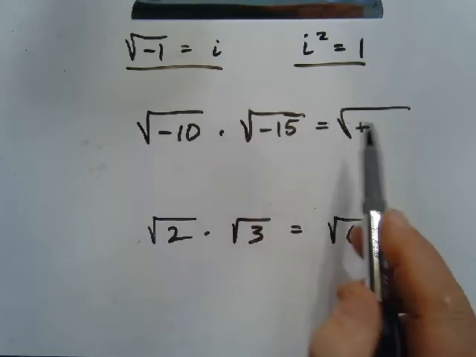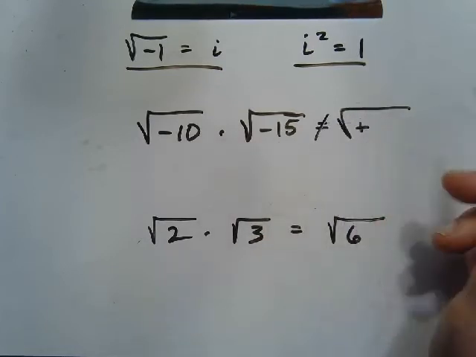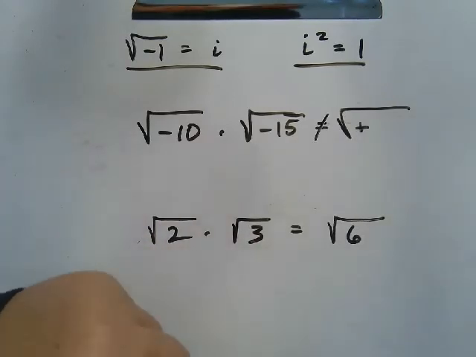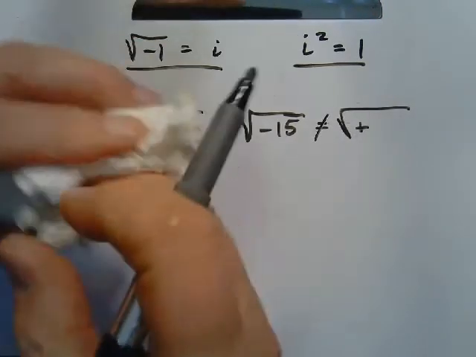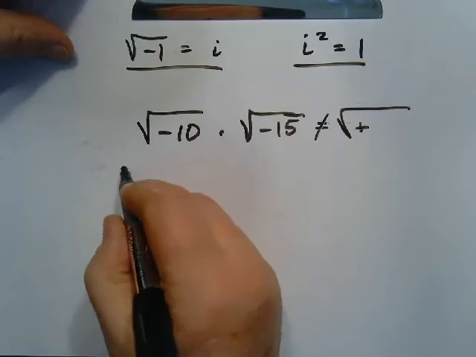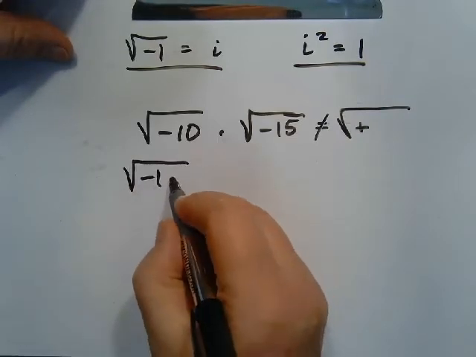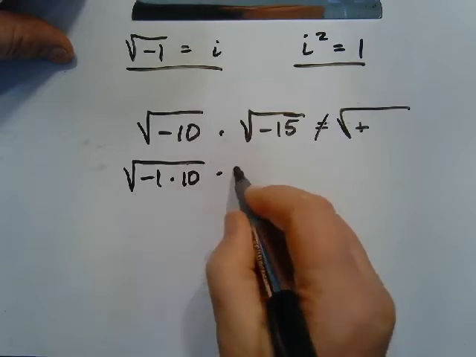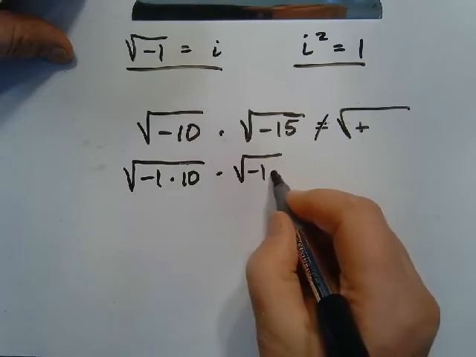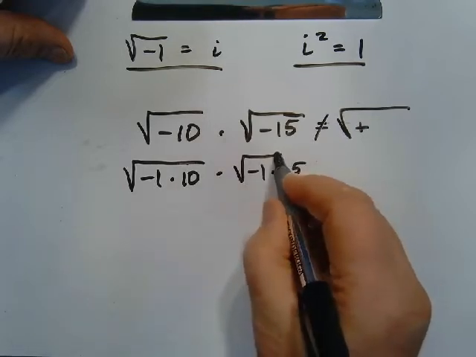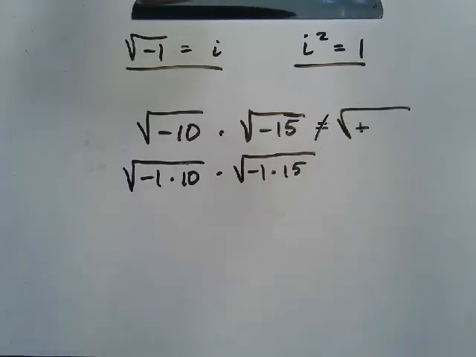So we can't just multiply these together. Don't multiply them together. We're going to write it this way: the square root of negative 1 times 10 times the square root of negative 1 times 15. Now, which of these are perfect squares?